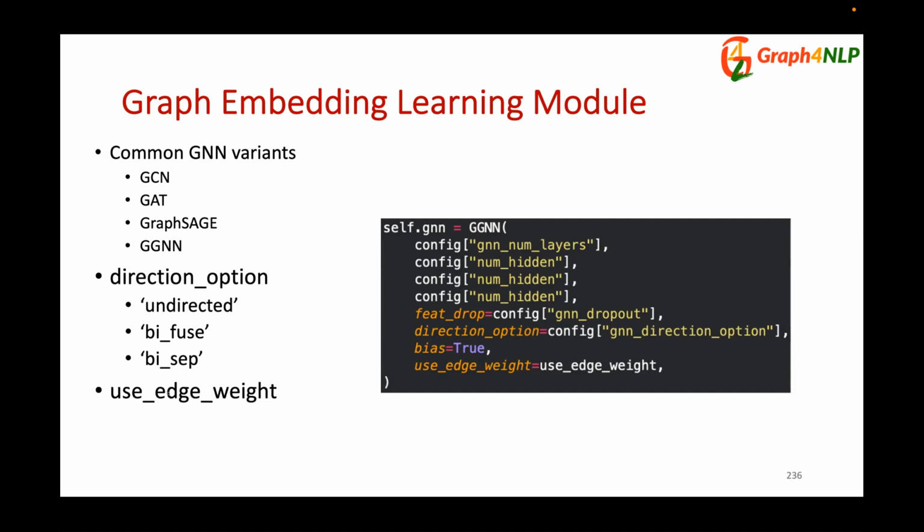Another important parameter is use edge weight. It is extremely helpful if we want to use dynamic graph construction, because dynamic graph construction is able to learn a weighted graph, and the edge weight is really important. We want to use the edge weight information during the message passing. You can achieve that by turning on use edge weight.